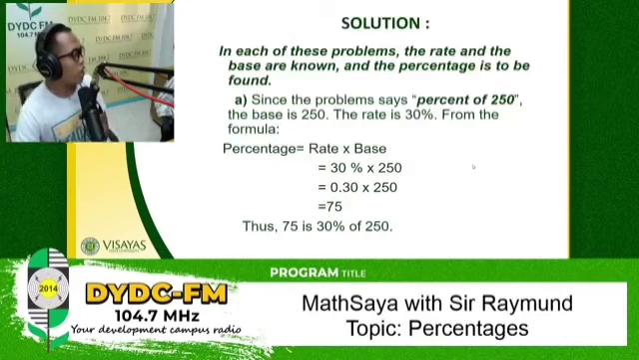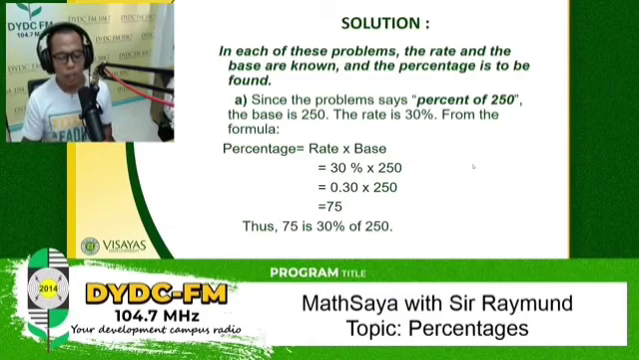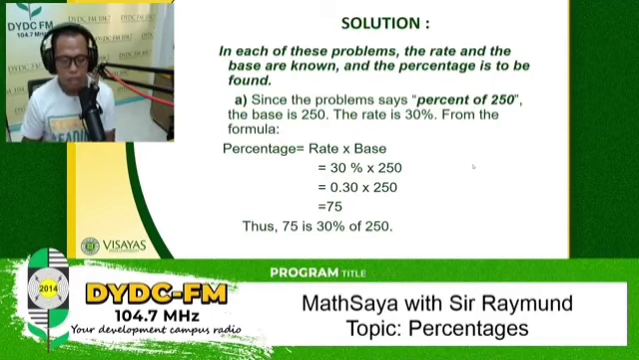Okay? So in each of these problems, the rate and the base are known. We have 3 variables for this lesson. If you are just given 2 variables out of 3, then you can find the remaining unknown variable. So since we are given 2 variables already, then we can directly find the unknown variable.